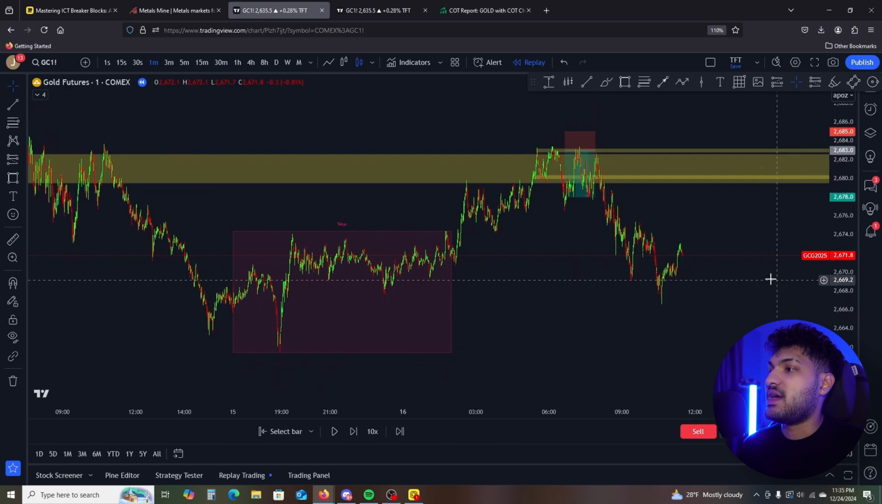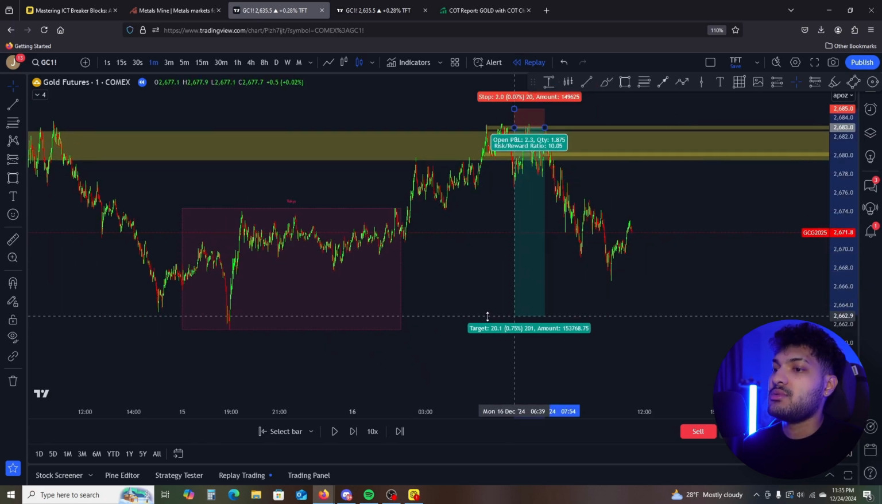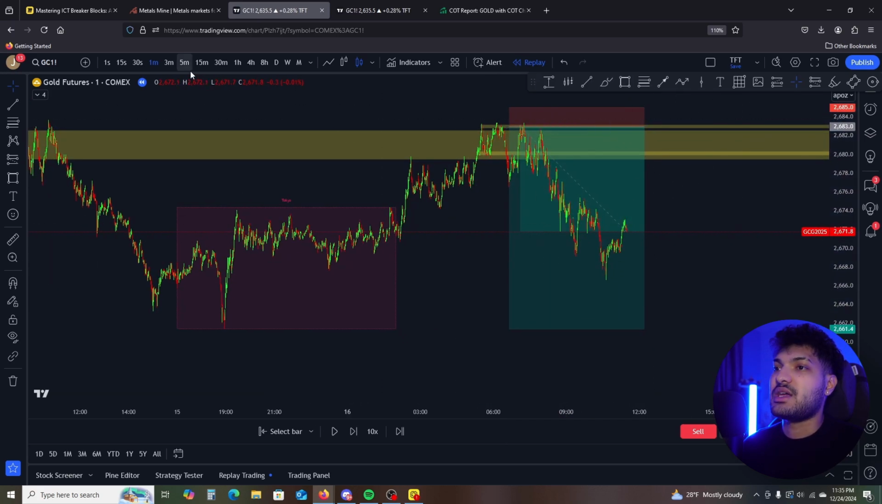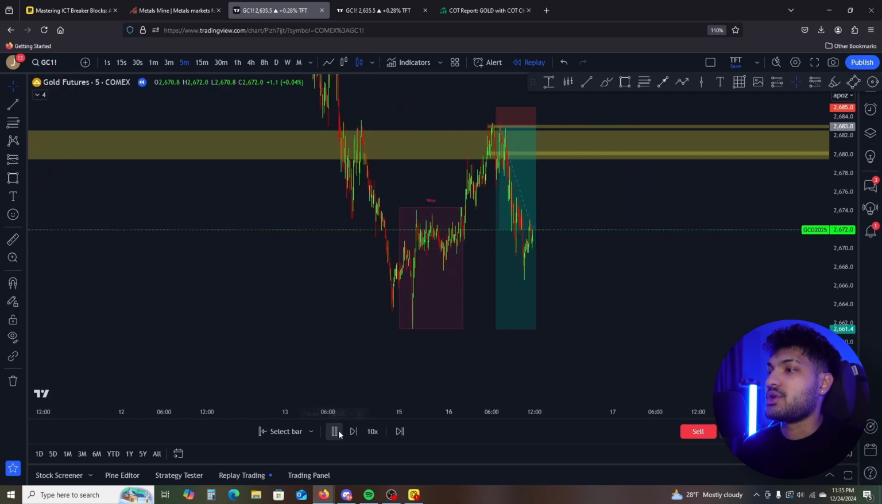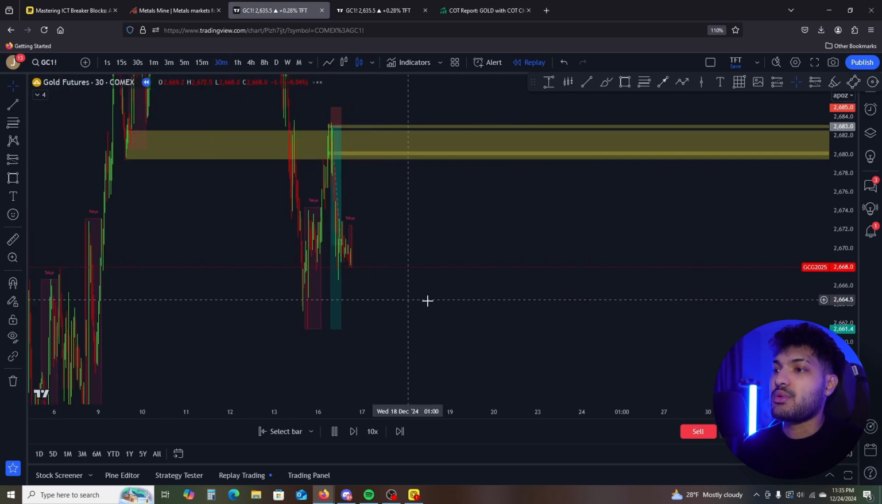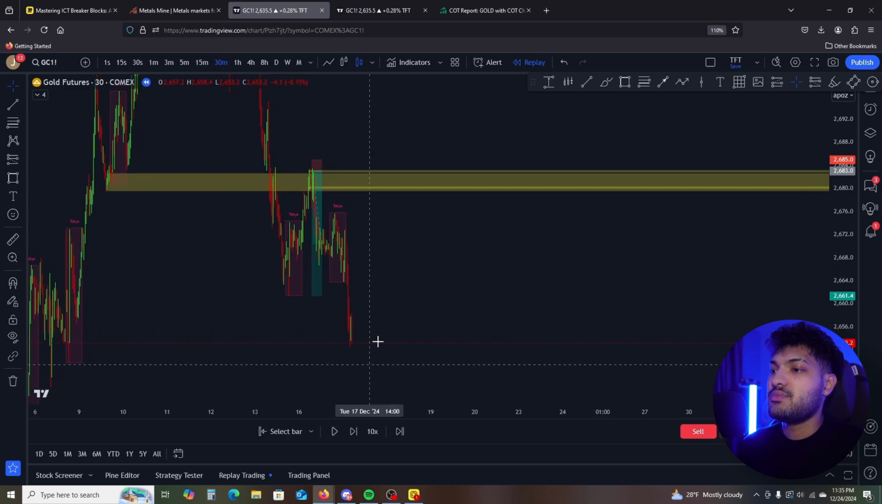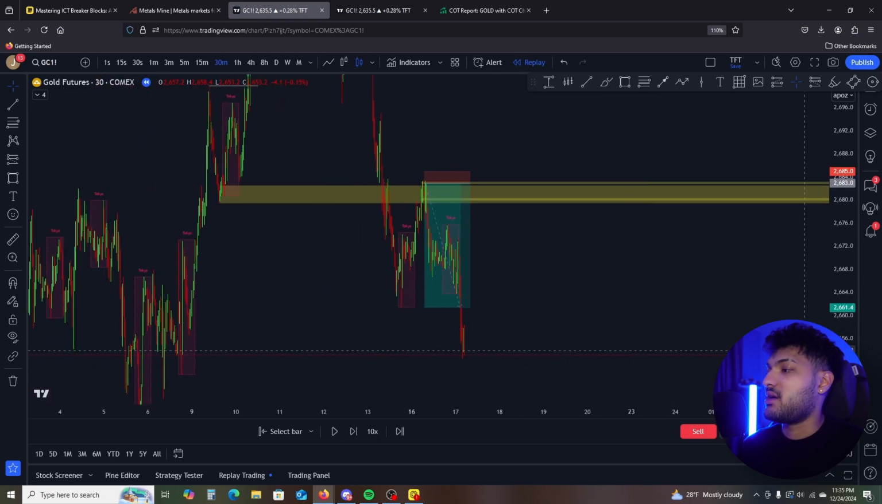But if you understand that we're breaking structure to the downside now, you can hold it all the way to that swing low and get a nice 10 RR trade. It's absolutely amazing what breaker blocks can do. So let's continue. Look at that. Simple, absolutely simple stuff, guys.